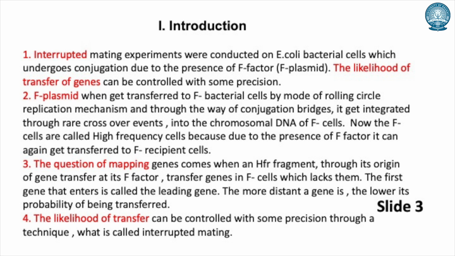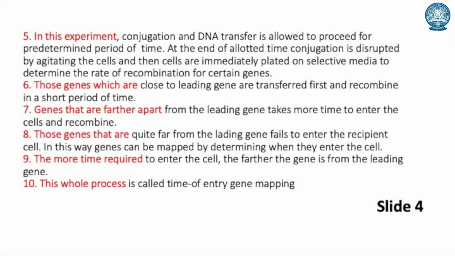The first gene that enters is called the leading gene. The more distant a gene is, the lower is its probability of being transferred. The likelihood of transfer can be controlled with some precision through a technique called interrupted mating. In this experiment, conjugation and DNA transfer is allowed to proceed for a predetermined period of time. At the end of the allotted time, conjugation is disrupted by agitating the cells, and then the cells are immediately plated on selective media to determine the rate of recombination for certain genes.